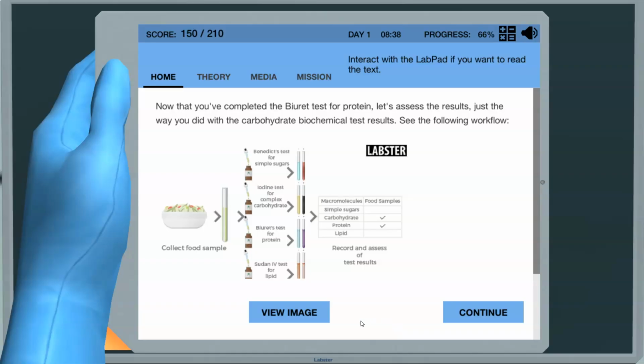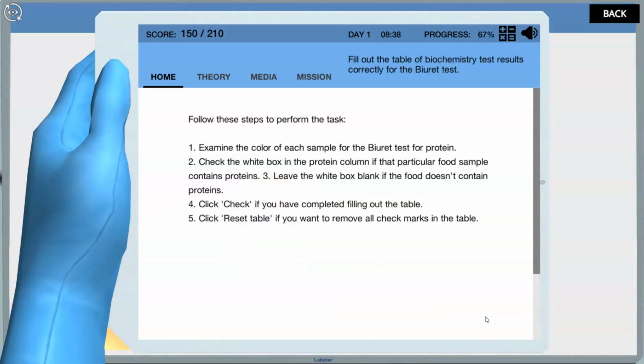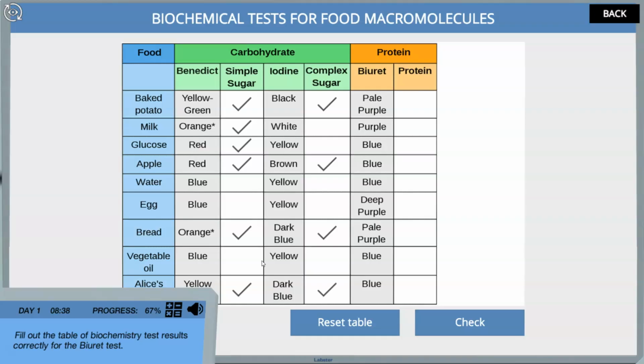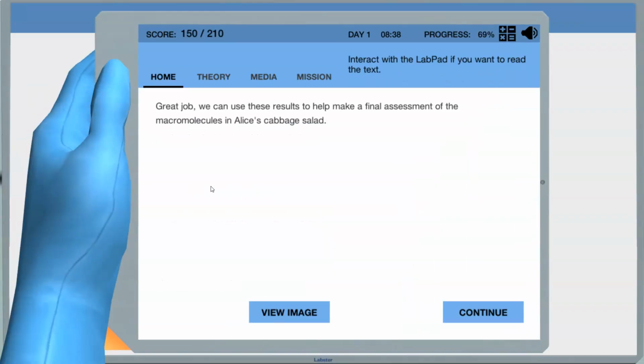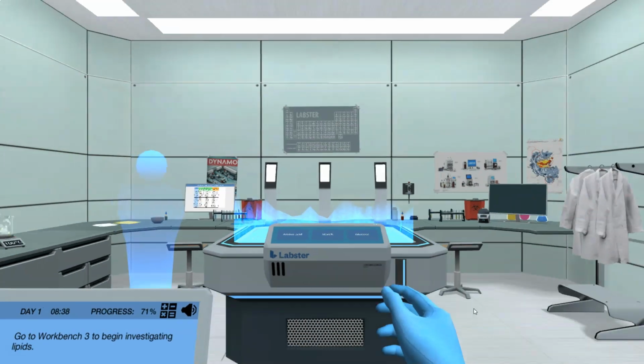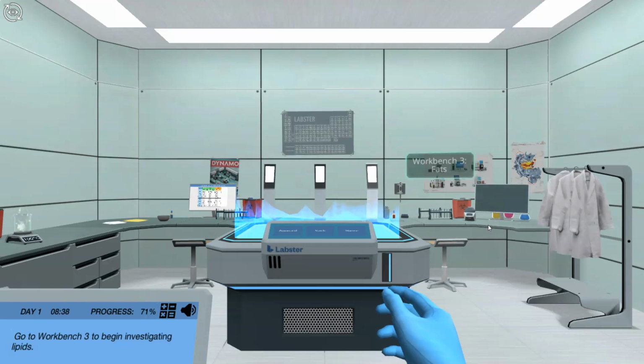Now that you've completed the biuret test for protein, let's assess the results, just the way you did with the carbohydrate biochemical test results. See the following workflow. You can see the workflow image anytime from the Media tab. Fill out the table of biochemistry test results correctly for the biuret test. Great job! We can use these results to help make a final assessment of the macromolecules in Alice's cabbage salad. Go to Workbench 3 to begin investigating lipids.